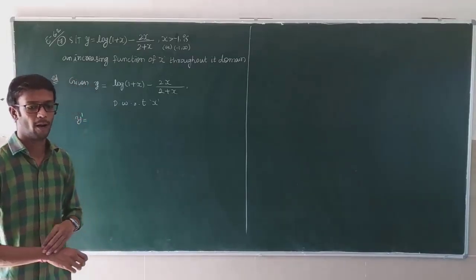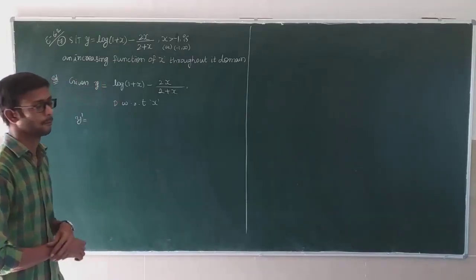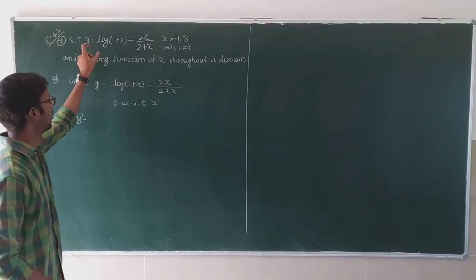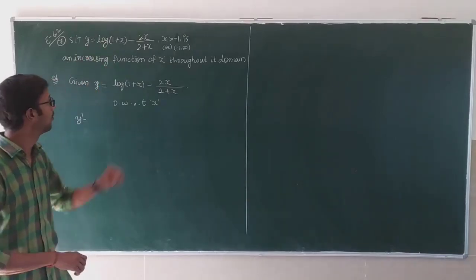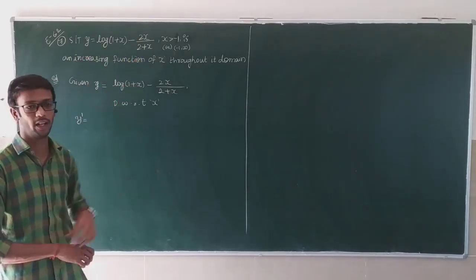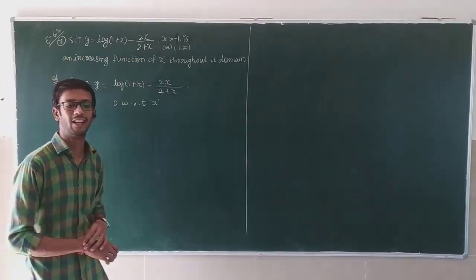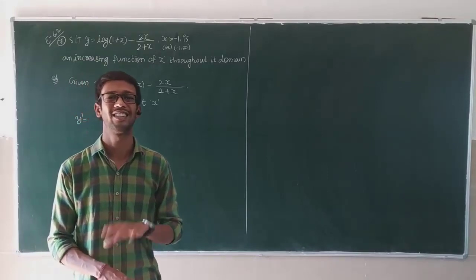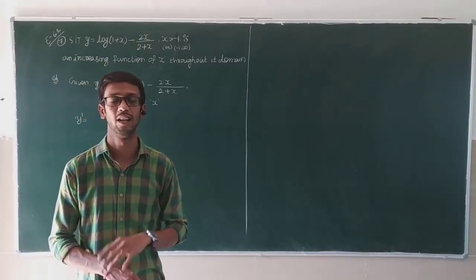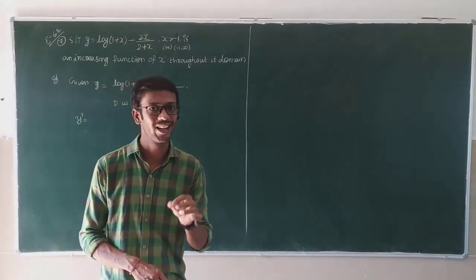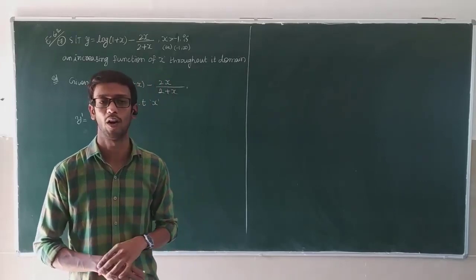Now you see problem number 7. Y is equal to log of 1 plus x minus 2x by 2 plus x is an increasing function, just increasing, not strictly decreasing. Increasing means greater than or equal to 0, you have to show.